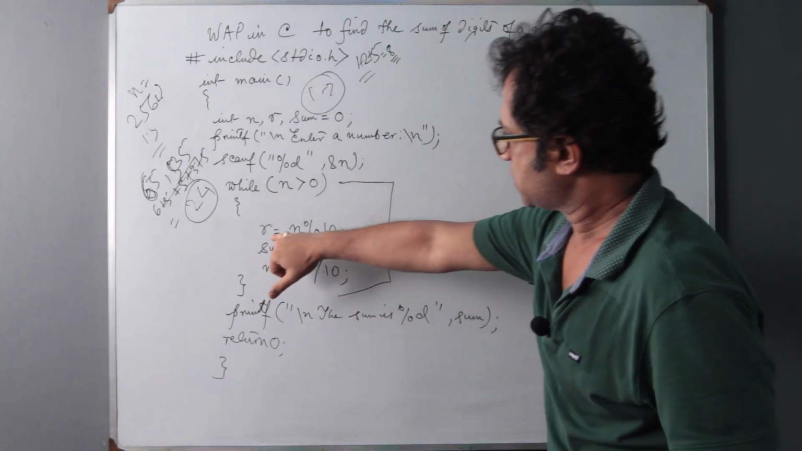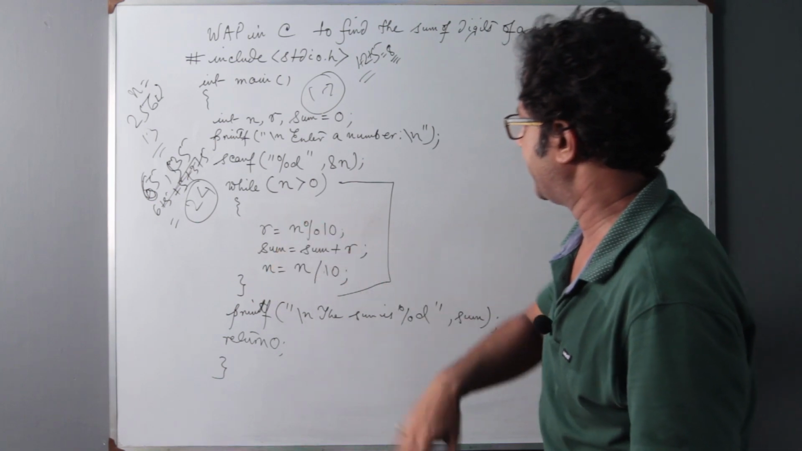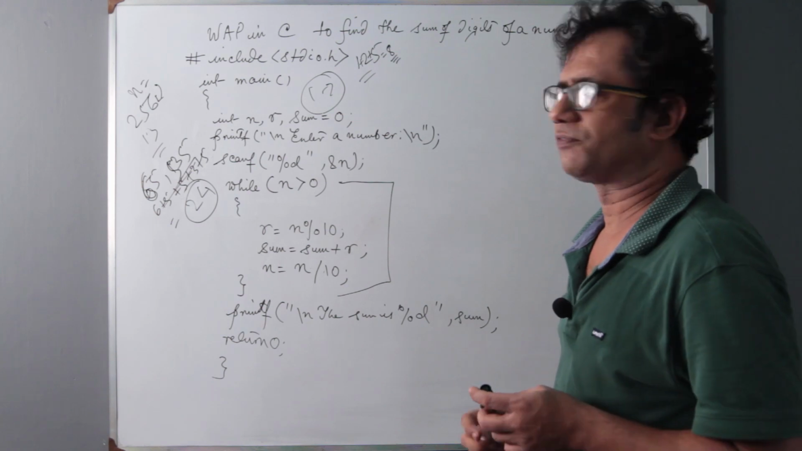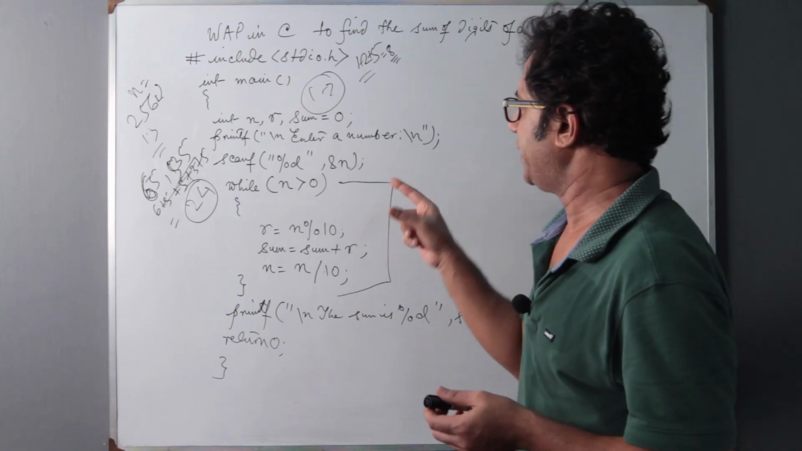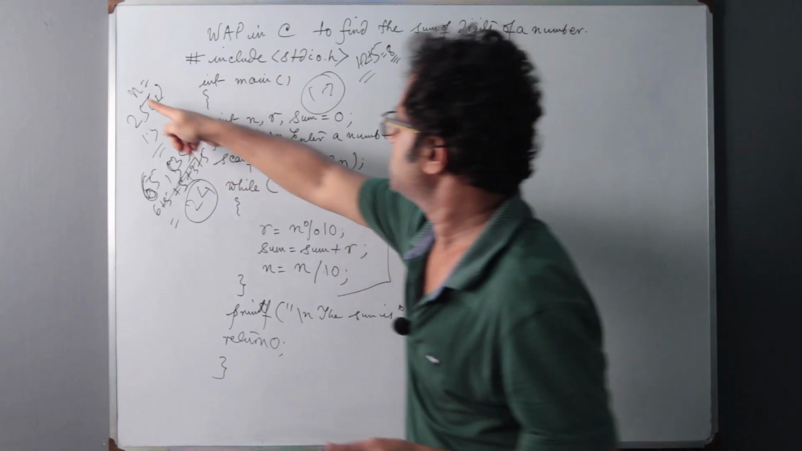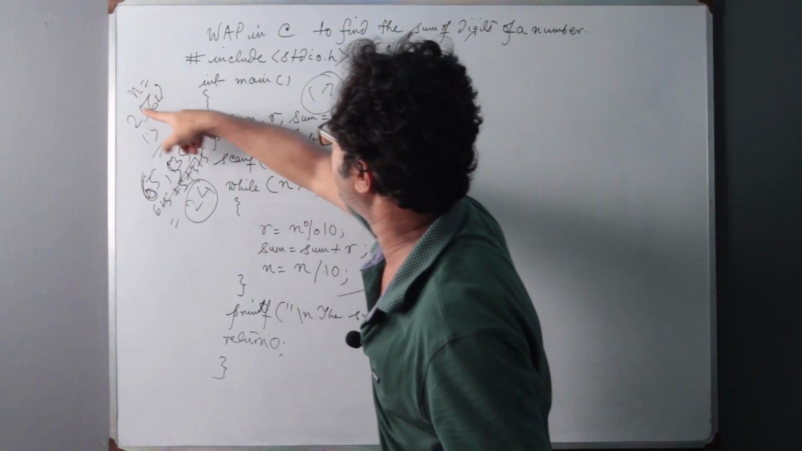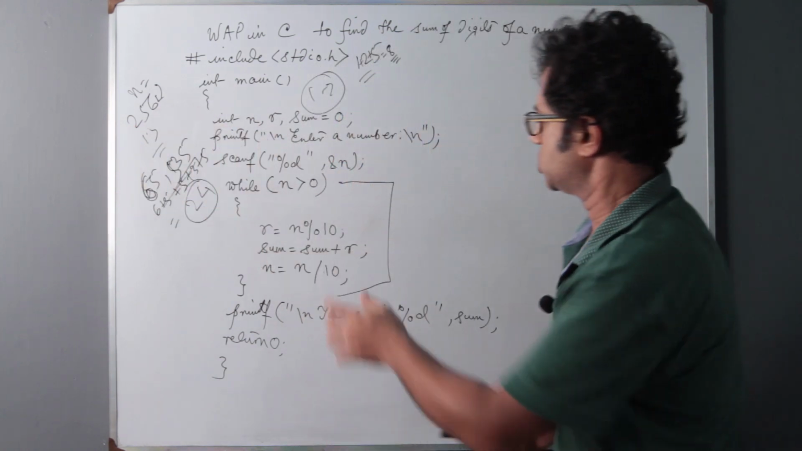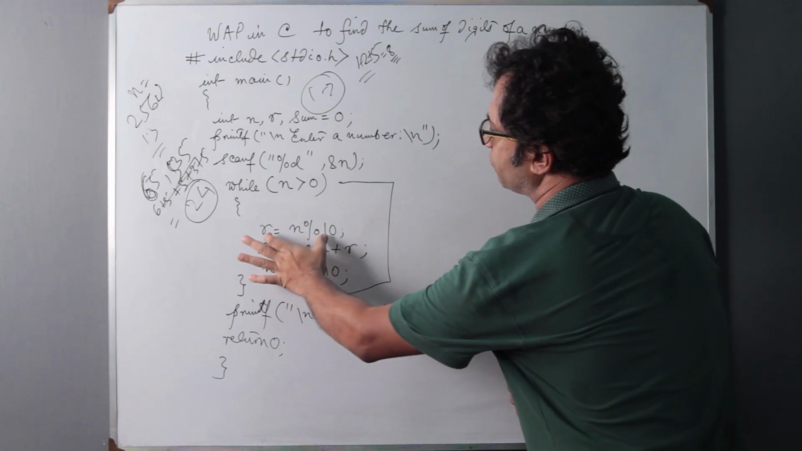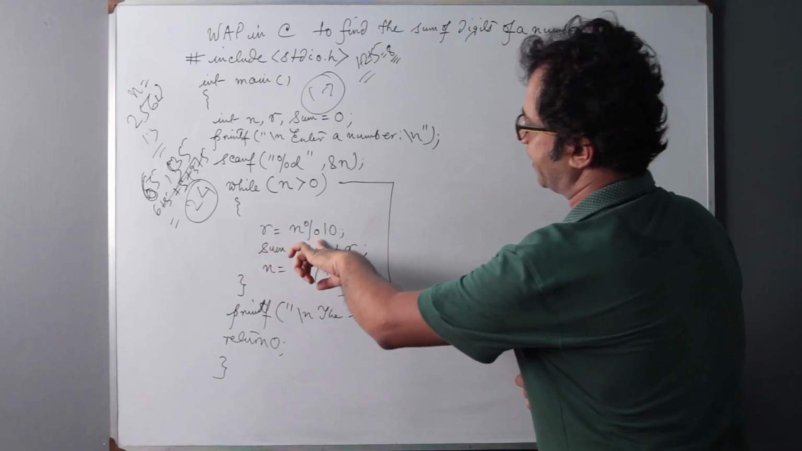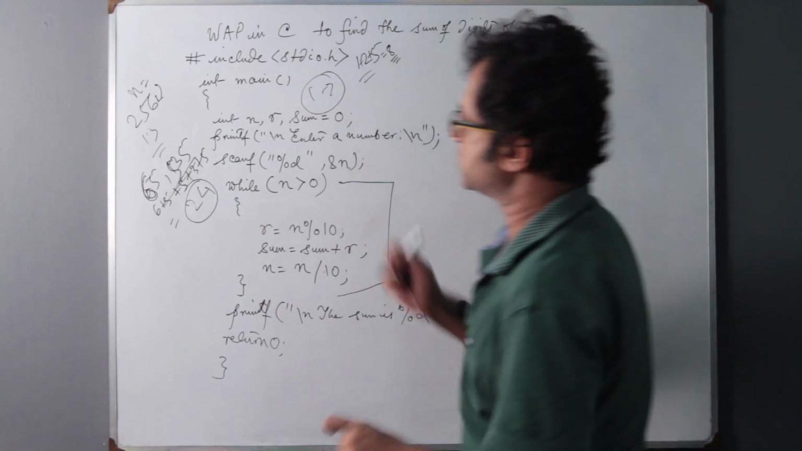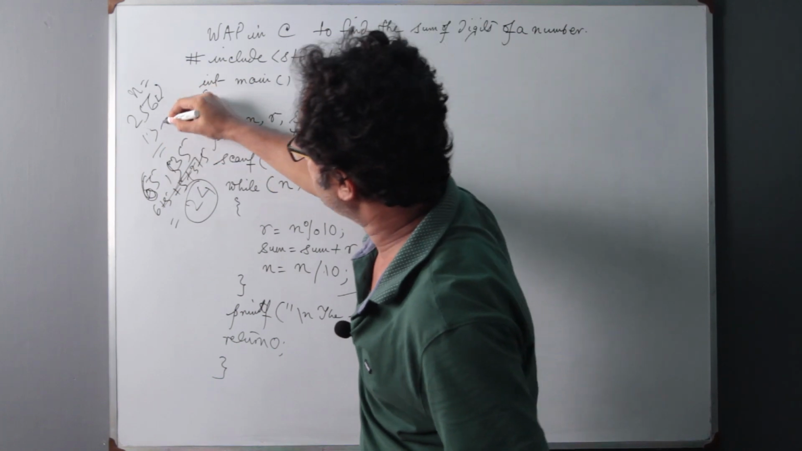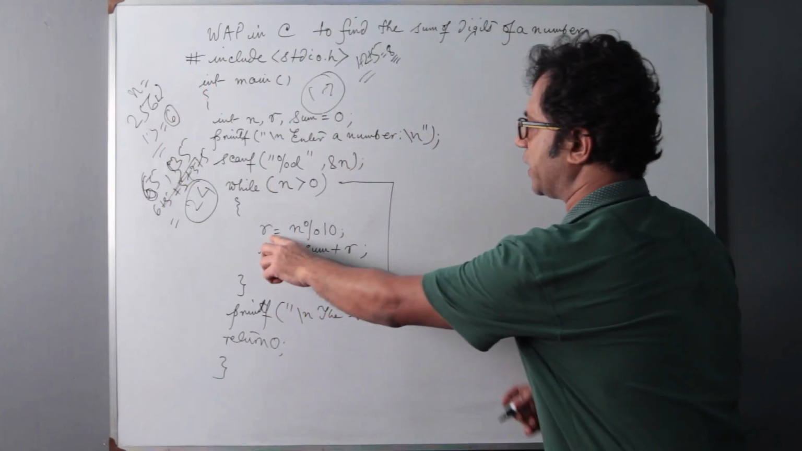So r is nothing but n percent 10. Since we are dealing with decimal numbers, which have a radix of 10, we will divide the number by 10 to find a single digit of the number, starting from the units, tens, hundreds, thousands, 10,000s, lakhs, millions, and so on. So first we are going to divide this n number by 10. 256 divided by 10 will yield a remainder of how much? That is definitely 6. 6 will be stored in r.